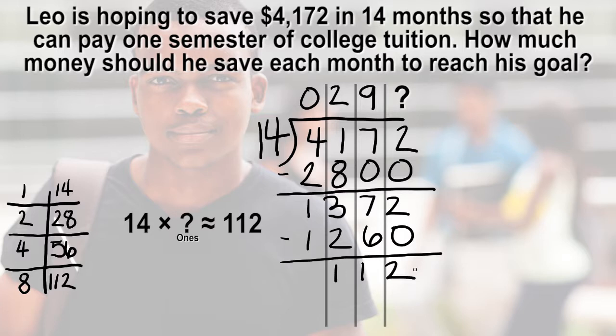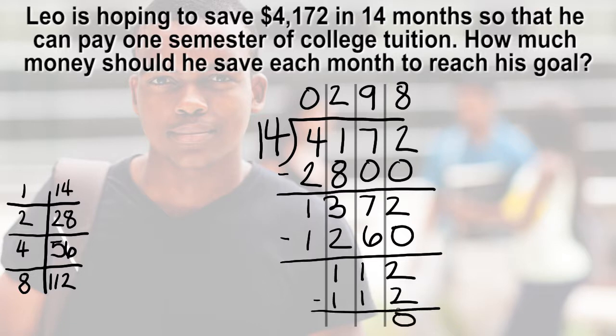14 times how many ones is close to 112? 14 times 8 is 112. And 8 is recorded in the ones column of the quotient, and 112 is subtracted from the dividend. There are 0 left to be shared. There are 14 groups of 298. Leo needs to save $298 each month to have $4,172 saved at the end of 14 months.